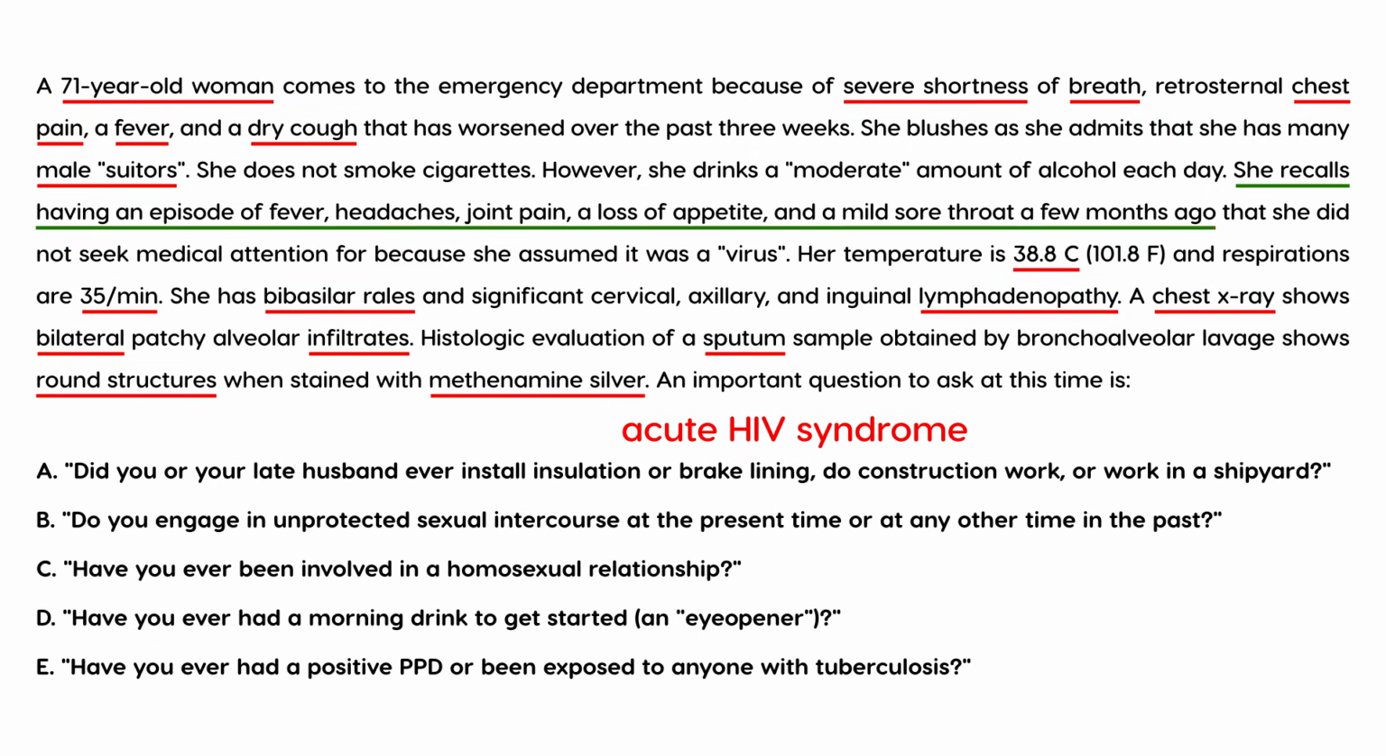Now, she's immunocompromised because she's HIV positive, and she's also admitted to having many male suitors. So you really need to ask her about any kind of unprotected sexual intercourse, because if you don't use condoms, you can definitely acquire HIV through sexual intercourse. So the answer is B.